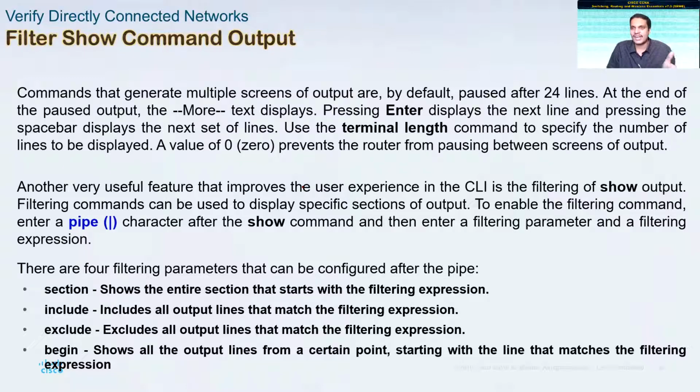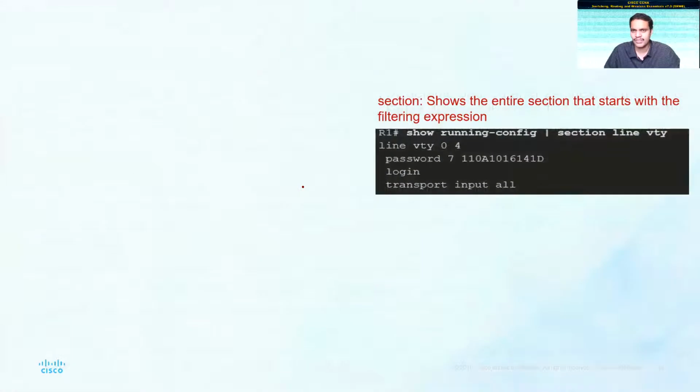The best way of handling the show command output is to use a pipe, which we use for filtering. I'll show you examples for this. There are generally four filtering parameters that can be configured after the pipe: section, include, exclude, and begin. The first is the section command. It shows the entire section that starts with the filtering expression. On R1, I typed show running-config, pipe, section line vty. So it shows the output which starts with the expression line vty, all of that output.